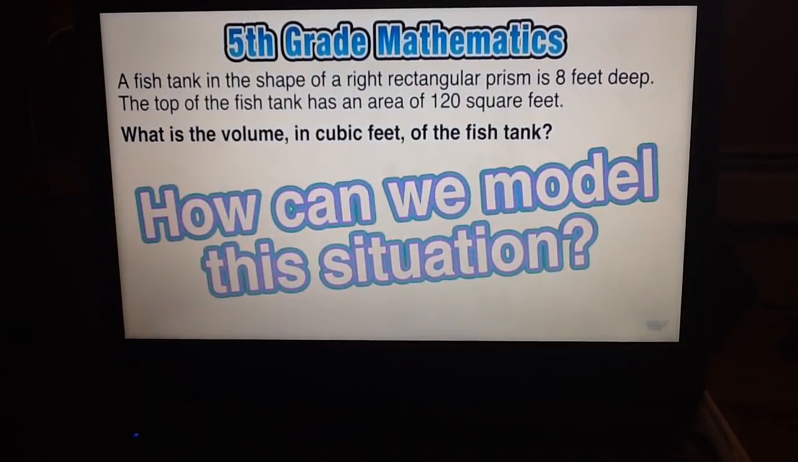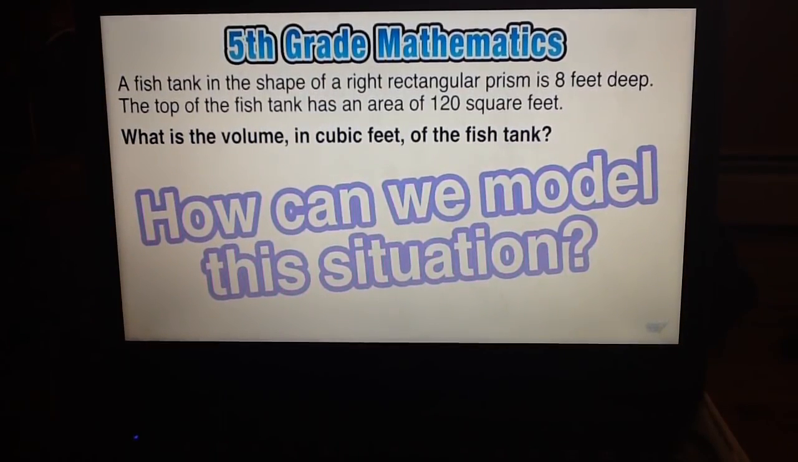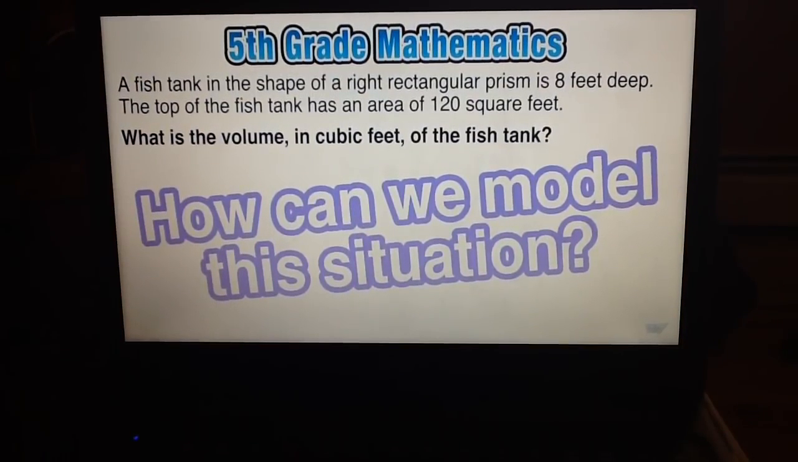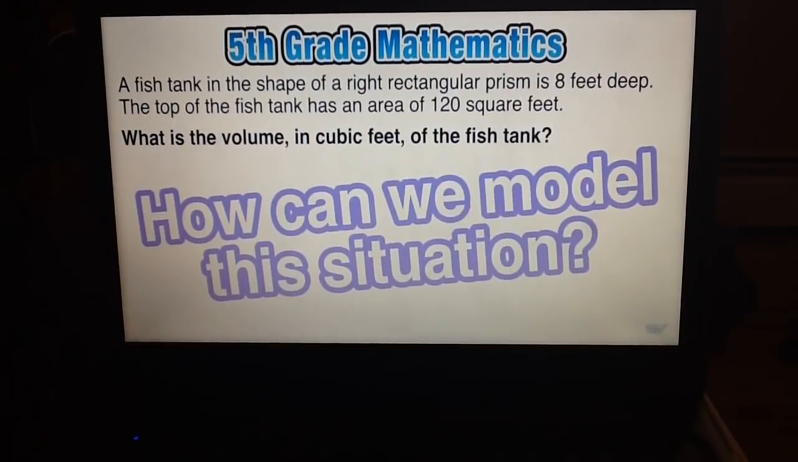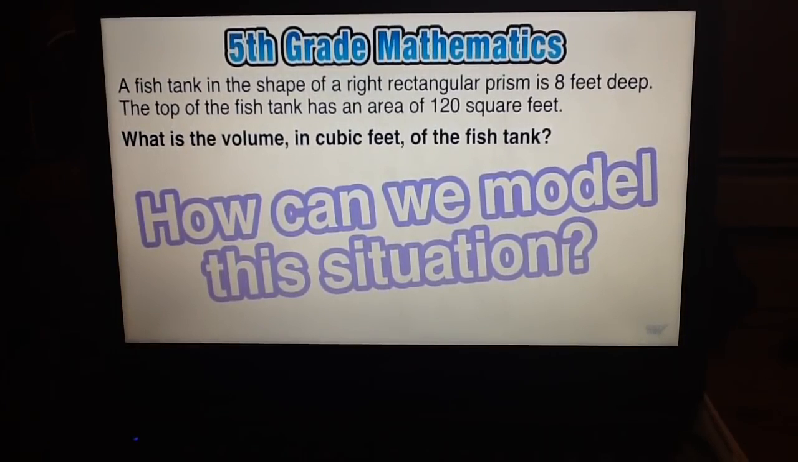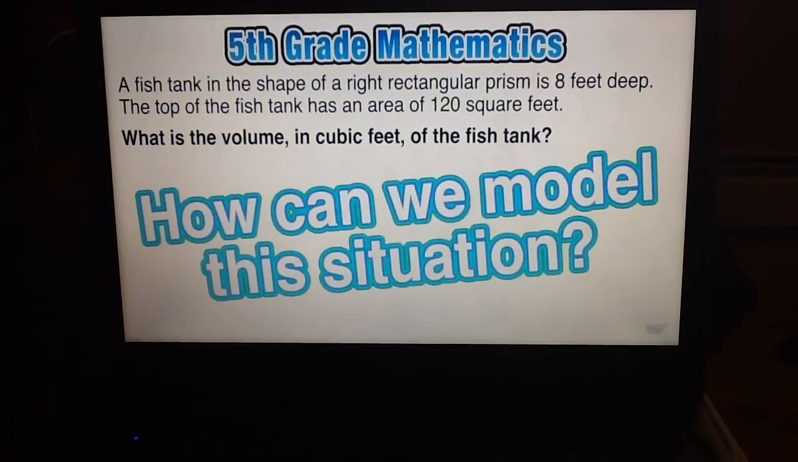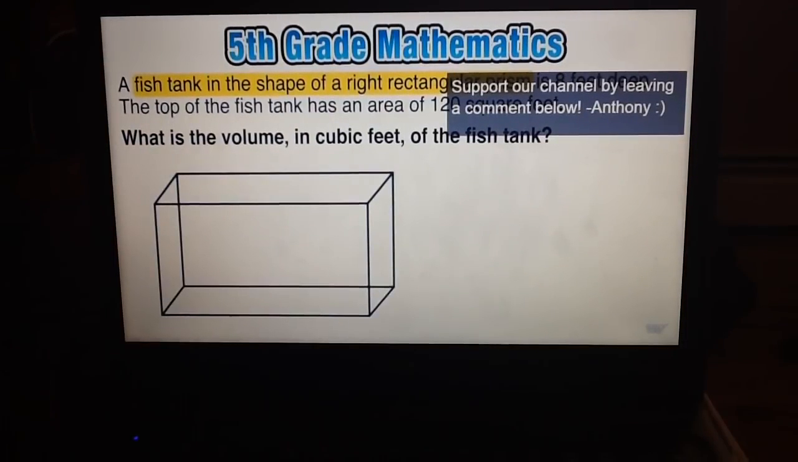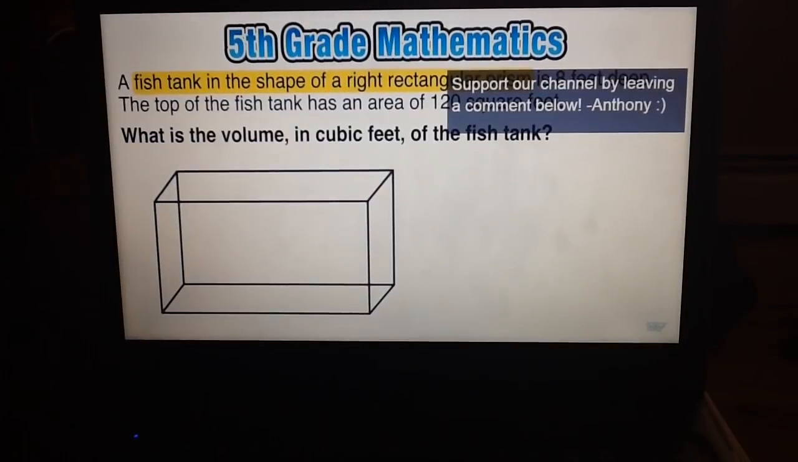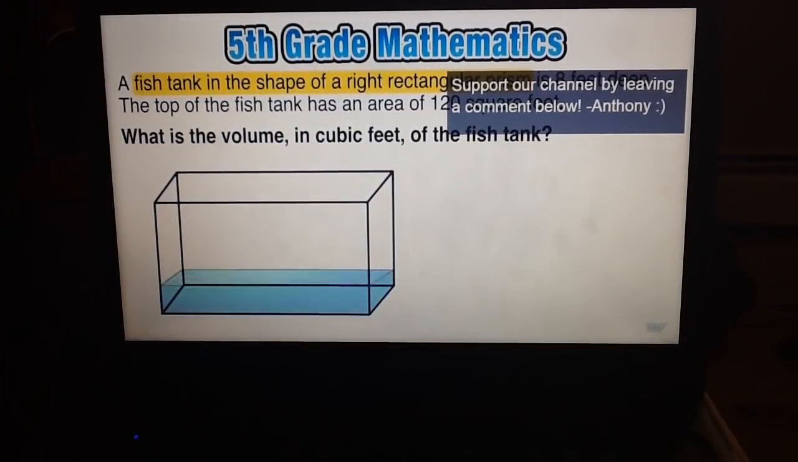Now, there is a whole lot of information here, but there is no diagram. So we should ask ourselves now, how can we model this situation? If we can draw a diagram and take our thoughts and put them onto paper, we can much better understand what's going on here and better find a solution. So remember that our fish tank was in the shape of a right rectangular prism, and we know what that looks like, except it is a fish tank, so let's fill it up with water and add a few fish.